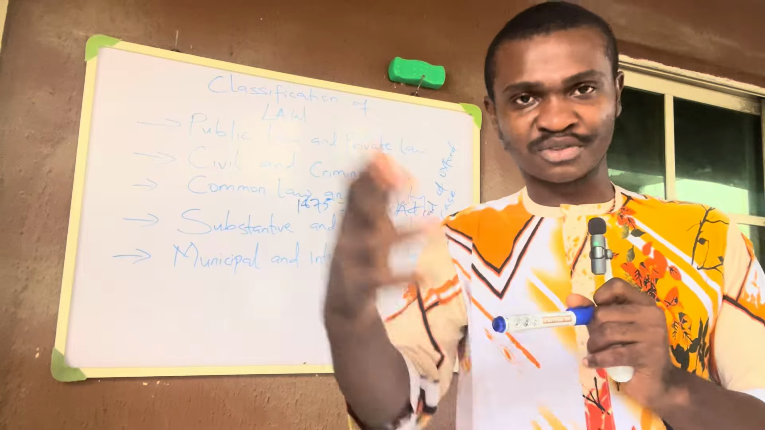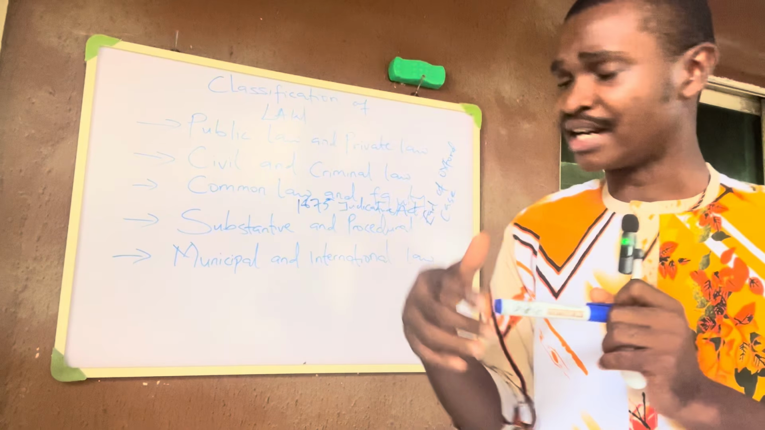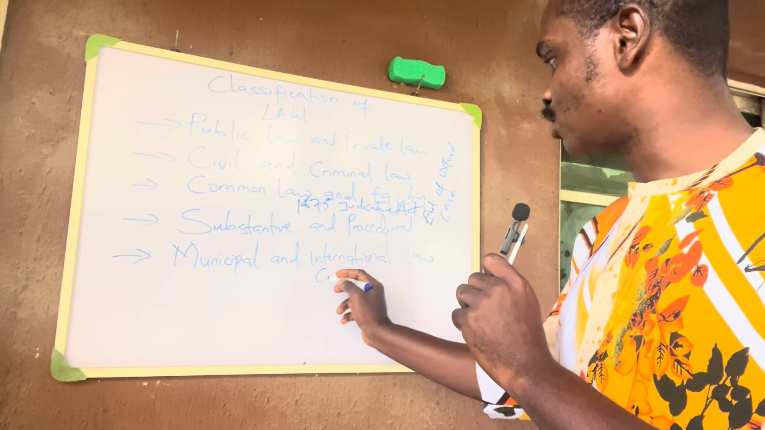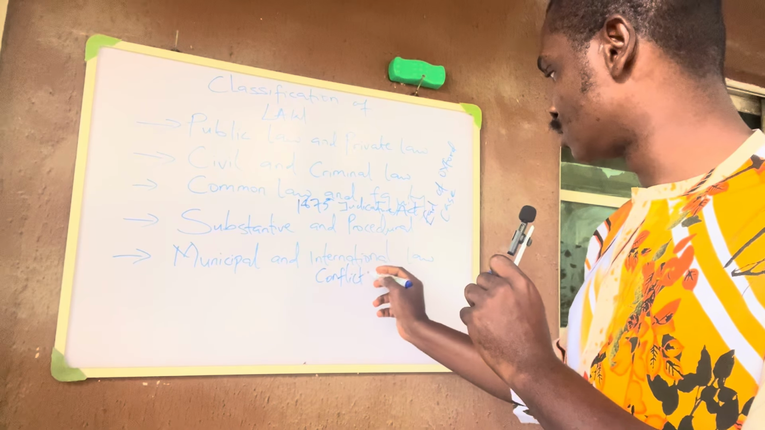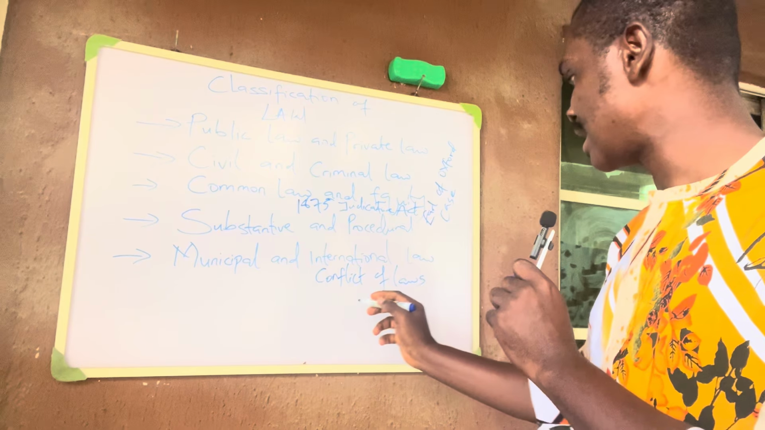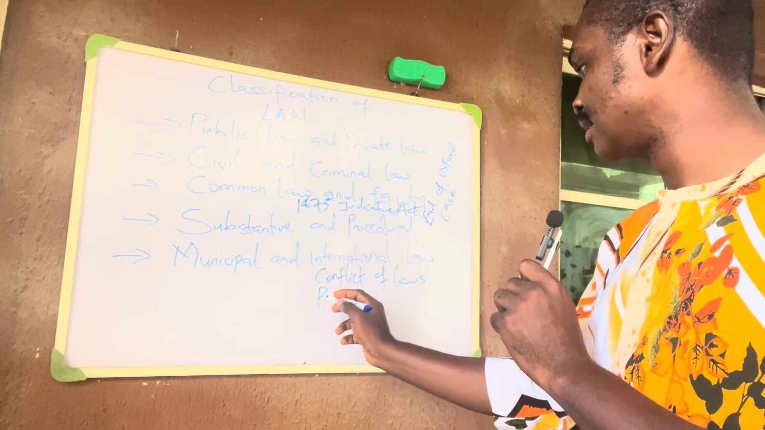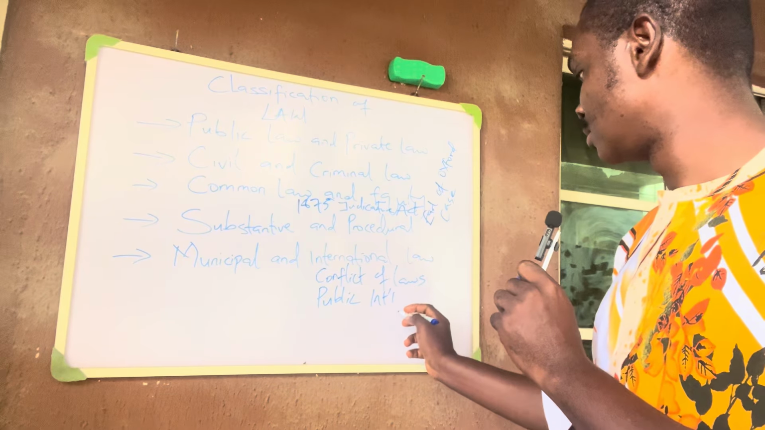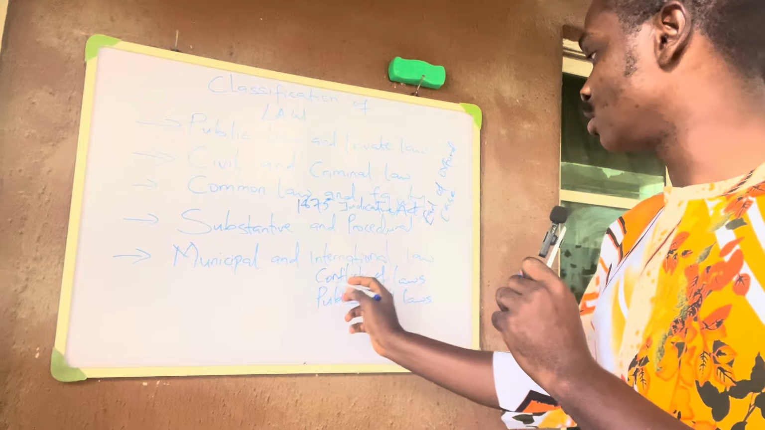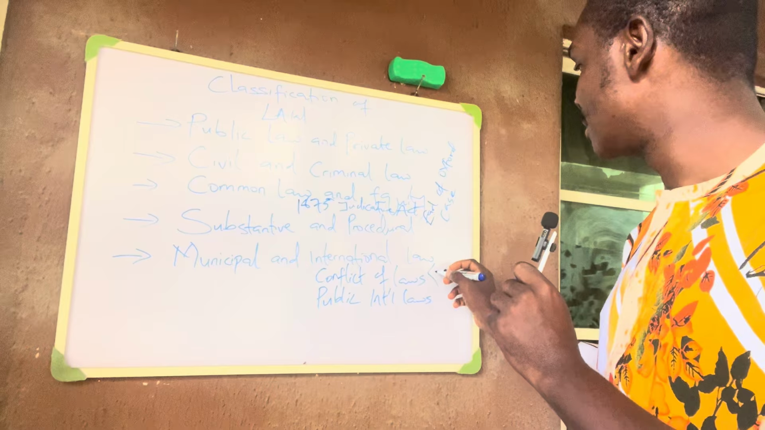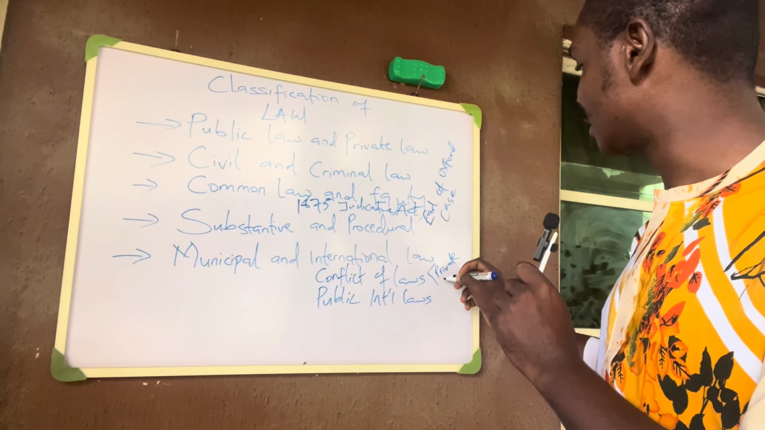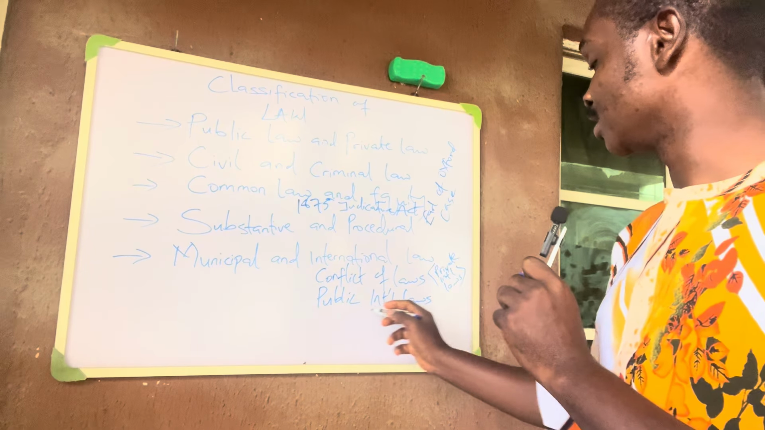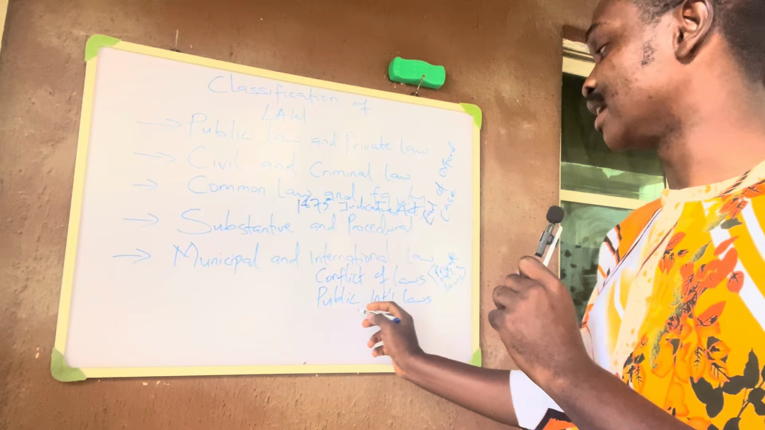Examples of municipal law, of course, you have your Criminal Code because it is guiding us in Nigeria. Another thing you have to know about international law is that it's divided into conflict of laws and public international laws. This conflict of laws can be seen as private international law. Then this public international law is the one we normally call international law.